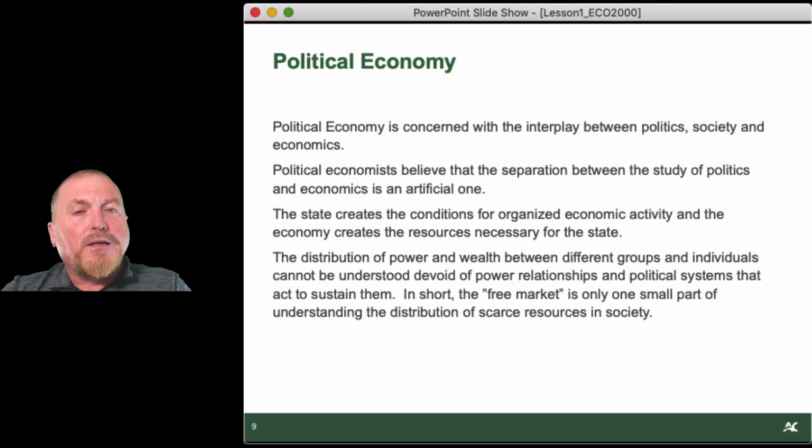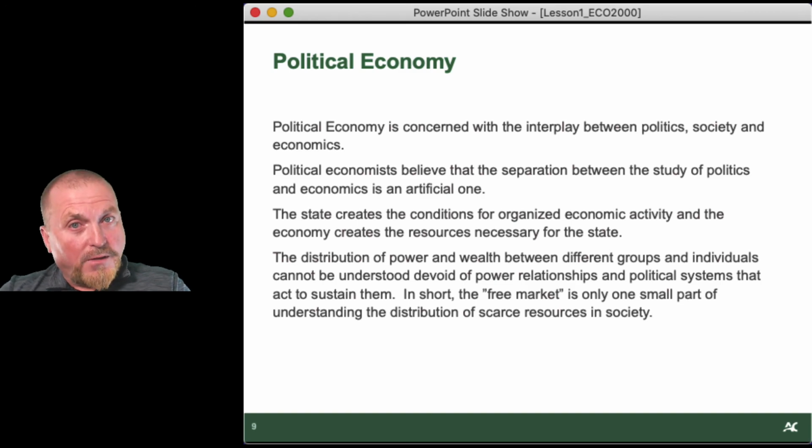But then political economy came along, and it's been around for a while. It's an active school of thought for lots of advisors to governments and so on, but it's clearly not the predominant economic school of thought in society today. It's an active one, but not predominant, because political economy is concerned with the interplay between politics, society, and economics.